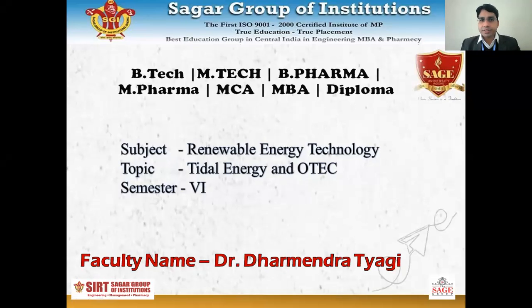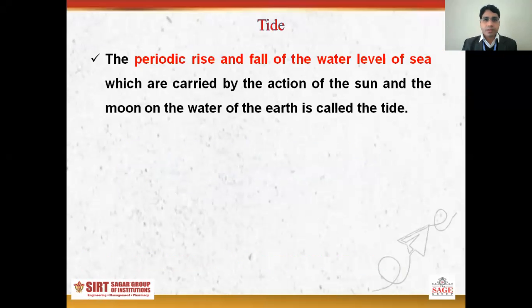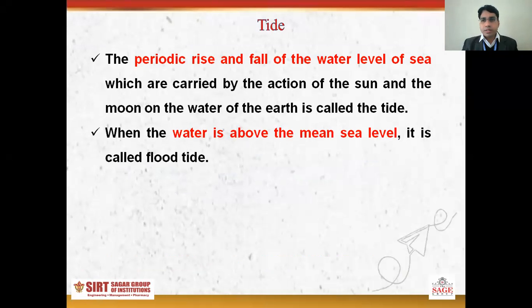Hello, my dear students. Today we are going to discuss tidal energy and ocean thermal energy conversion. So we will start from the tide. The periodic rise and fall of the water level of the sea, which is caused by the action of the sun and moon on the water of the earth, is called tide. And there are two types of tide.